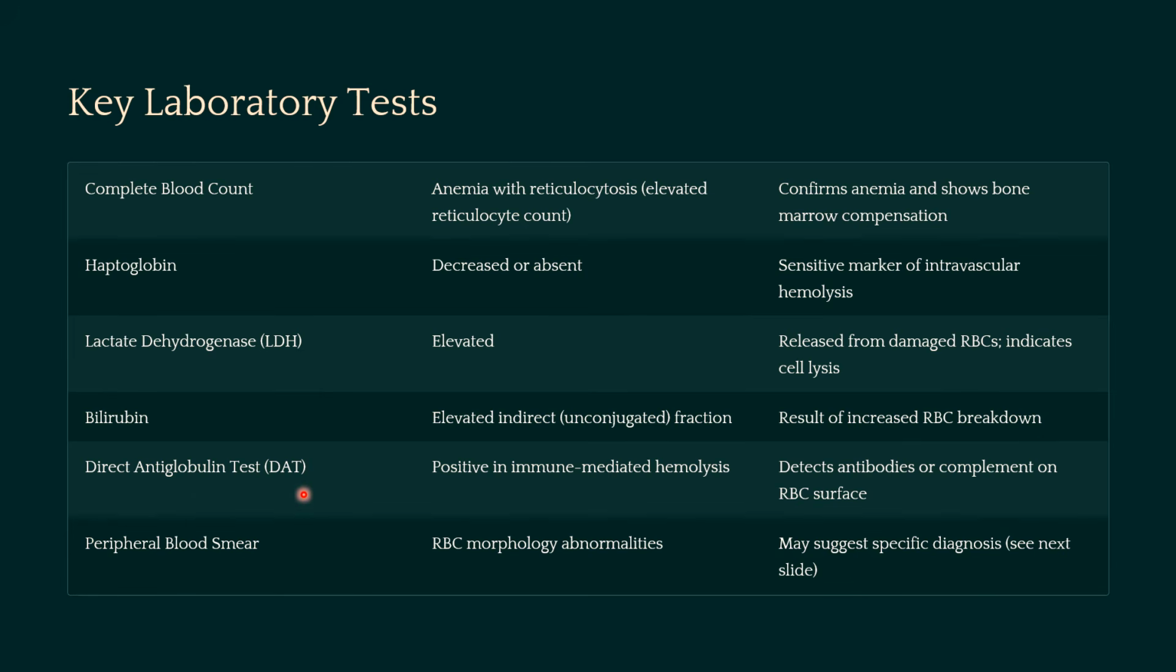Direct antiglobulin test or DAT test. If it is positive in immune mediated hemolysis, it detects the antibodies or complement on the RBC surface. As I told earlier, the antibodies are distributed on the outer structure of the RBC. Peripheral blood smear: RBC morphology abnormalities may suggest a specific diagnosis. See the next slide for that. So these are the laboratory tests which have to be done to confirm that the person is suffering from hemolytic anemia, and what the underlying causes are, what it actually indicates.